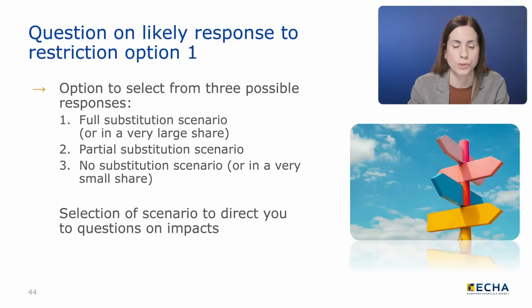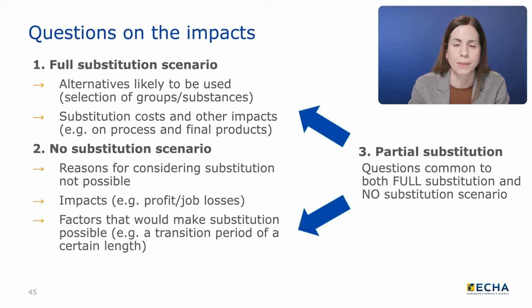At this point of the survey, you will be asked to select your response to the restriction option 1, and you will have the possibility to choose from 3 options: full substitution, partial substitution, or non-substitution. Also, additional information on these responses are included in the survey. After you select your response, you will be then invited to provide information on the impacts which are specifically linked to your choice. So, depending on your response, you will be then receiving a different sets of questions.